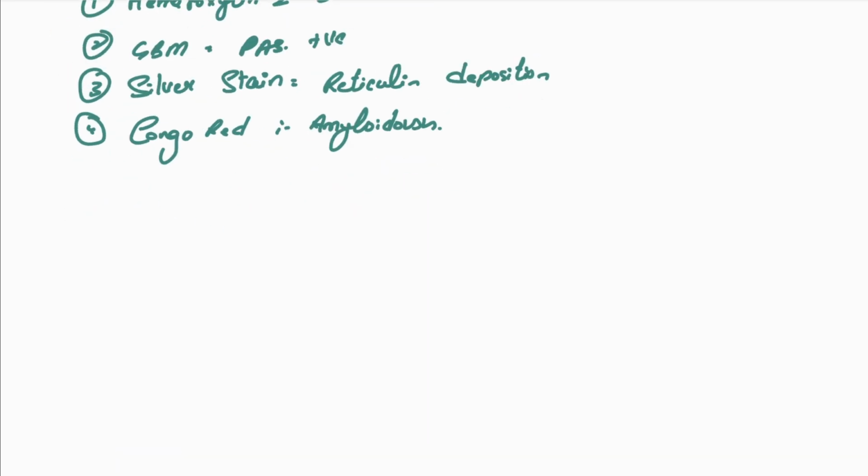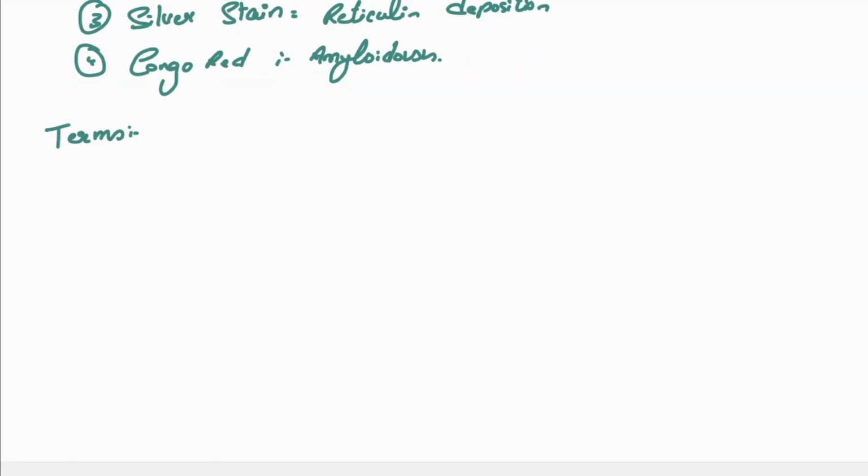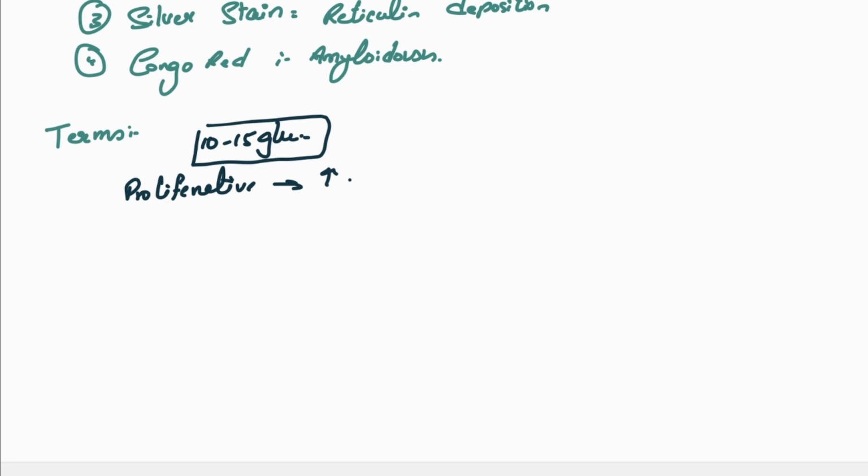Okay. Now let's discuss some of the terms. For example, if you take a kidney biopsy, normally you can see 10 to 15 glomeruli. Okay, make sure you remember this. If they are present more than 15 or if the cellularity is high, it indicates that there is a problem with the glomerulus. The next most important terms are proliferative. In this, the cellularity will increase in the glomerulus.